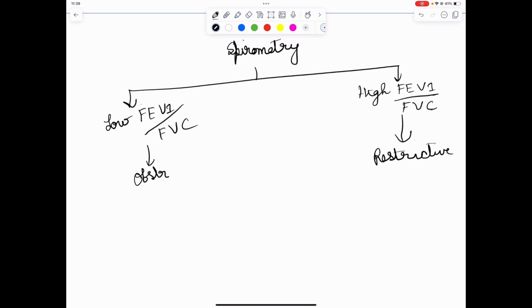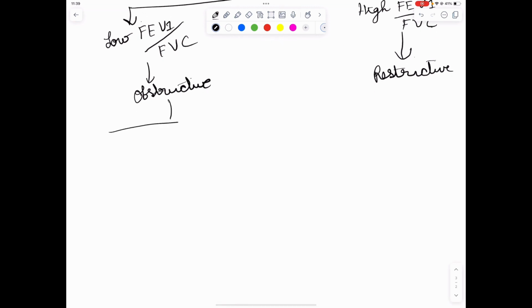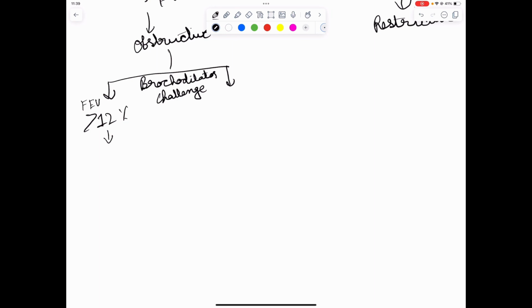Now for obstructive, we put in the bronchodilator challenge. Now in bronchodilator challenge, if it is greater than 12%, then it represents bronchodilator responsiveness. Now if FEV1 is greater than 12%, then it is asthma. And if there is no change in FEV1, then we are dealing with conditions that are non-reversible.